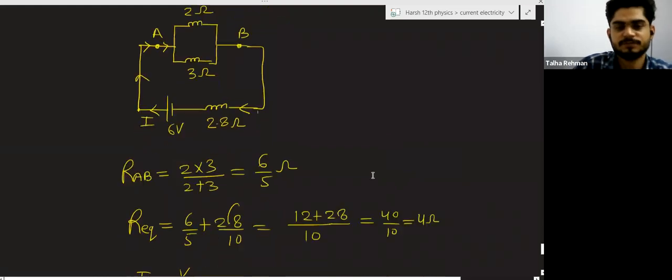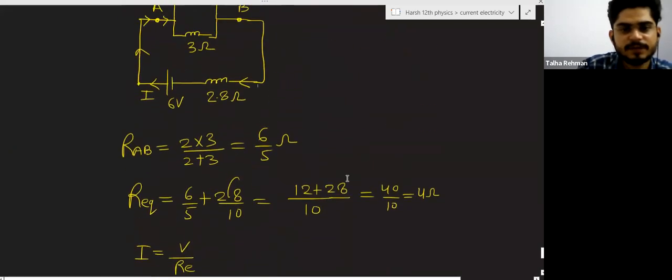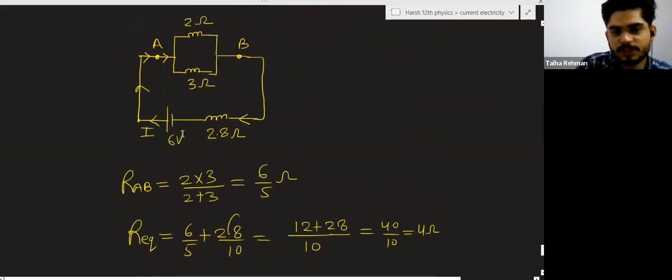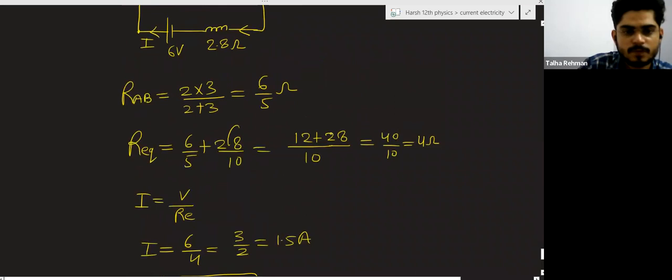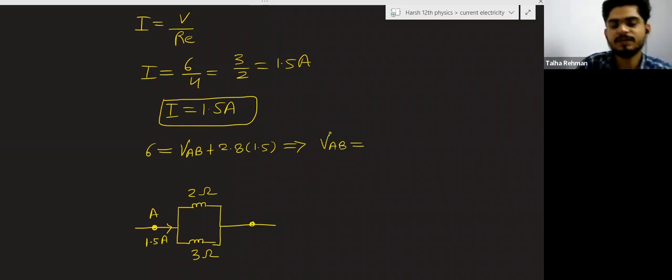So voltage drop, you can write here like this: 6 volt is equal to V_AB, across AB, plus 2.8 into I. This voltage is spent across AB and across this 2.8 into I. What is I? I is 1.5. So from here you will get this V_AB. Can you calculate this V_AB for me?